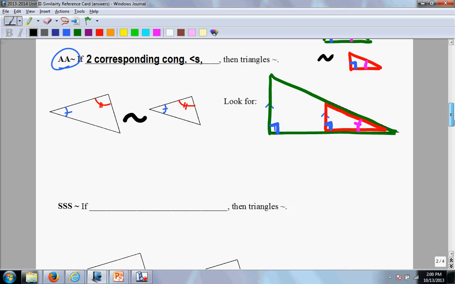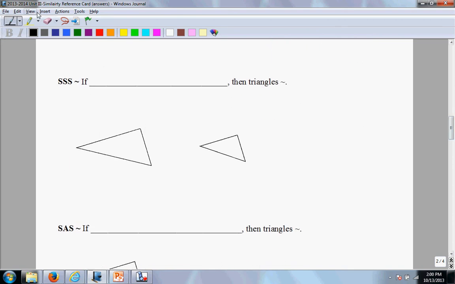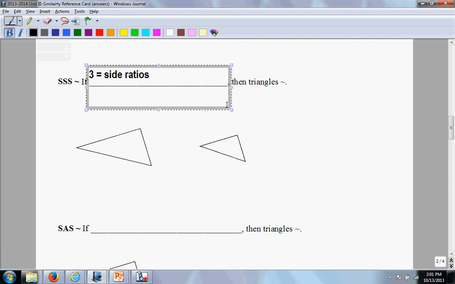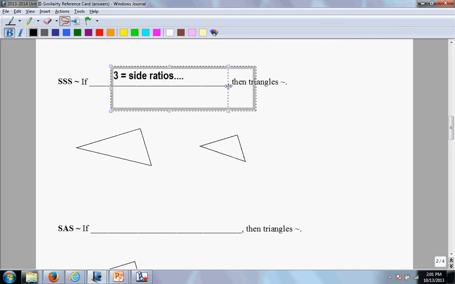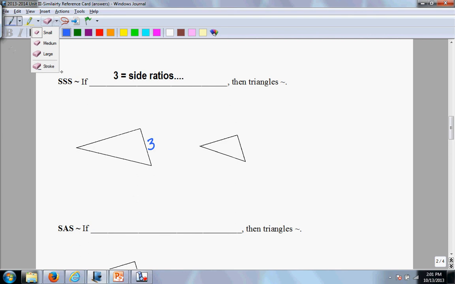Another shortcut says this. If you have 3 equal side ratios, then the triangles are similar. Let me give you an example. Let's say this triangle here has a side length of 3, a side length of 4, and a side length of 5. And this one over here has a side length of 6, 8, and 10.